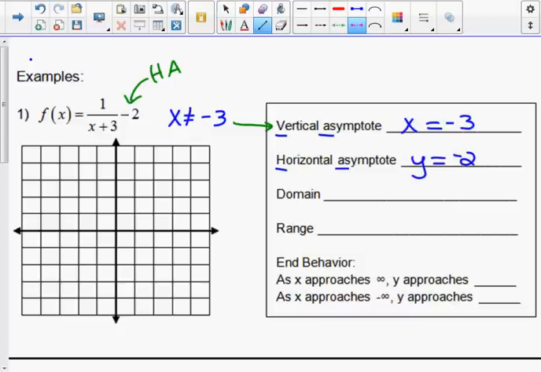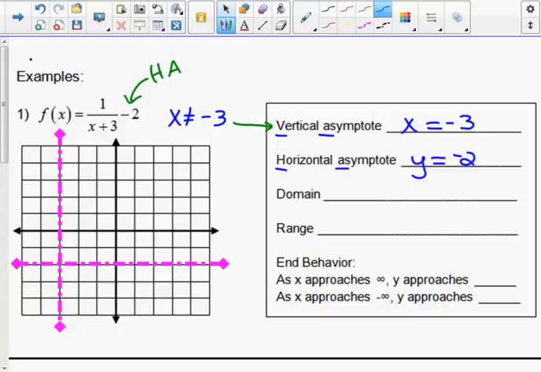I'm going to graph these two right now, and you may want to pause it if I'm going too fast. So the vertical asymptote is -3. The horizontal asymptote is y equals -2. That's actually the first step for graphing rationals. The second step is to plot a point.